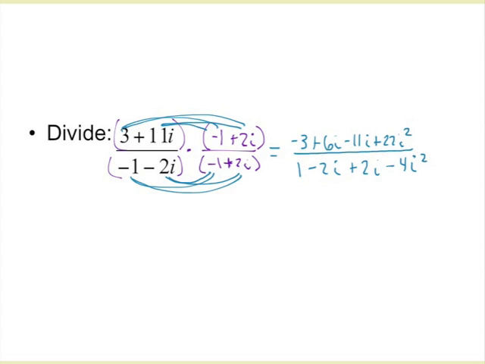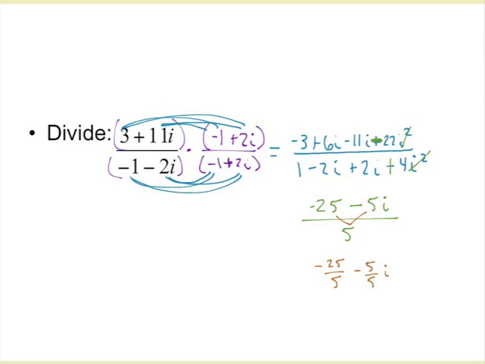We want to clean it up by changing an i squared to a negative 1, which makes us a negative 22 on top. So I get negative 25 minus 5i. On the bottom, the i squared changes to a plus 4 at the end. So I get 5, and the 2i and negative 2i cancel. And for our final answer, we divide the 5 into both parts of the top. So negative 25 over 5 and negative 5 over 5i.